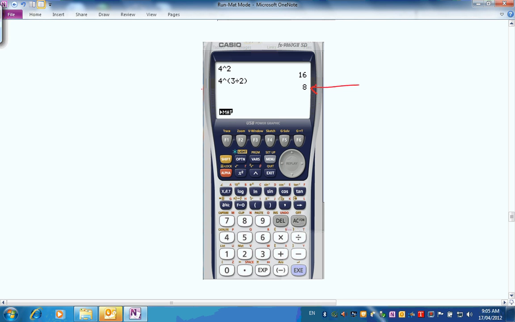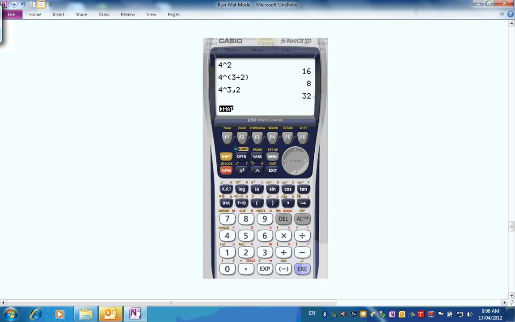The idea there, of course, is that the calculator won't separate and do 4 cubed and then divide the whole thing by 2. Let's try the same calculation using the fraction key. So 4 to the 3 over 2, let's do it now. 4 raised to the power of 3 fraction key 2 should give us 4 to the 3 over 2. So let's hit execute now.